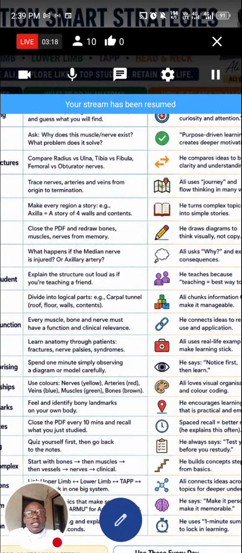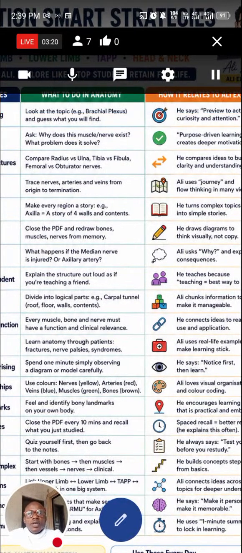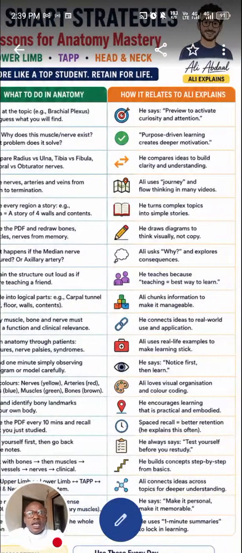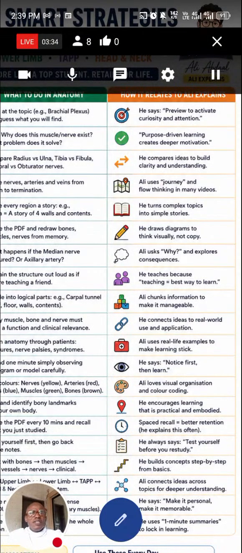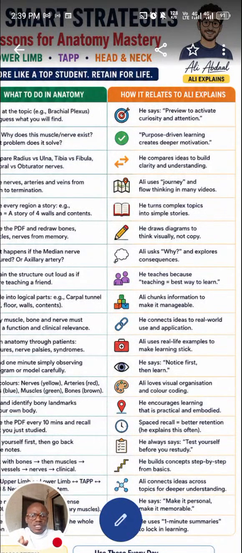we are looking at is curiosity. The next one is how it relates to Ali Explains. He says preview to activate curiosity and attention. Are you seeing that? You preview to activate curiosity and attention. The next very important thing is that you preview, that is you view it before the main time, to activate curiosity and attention.